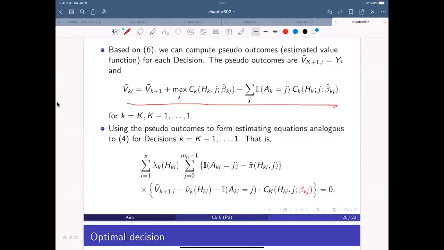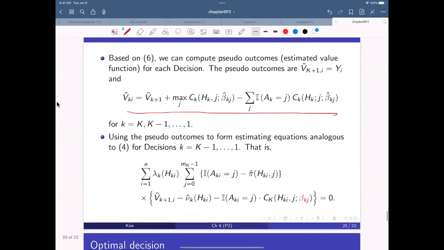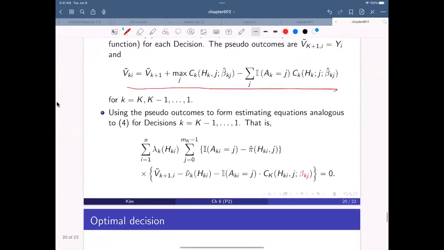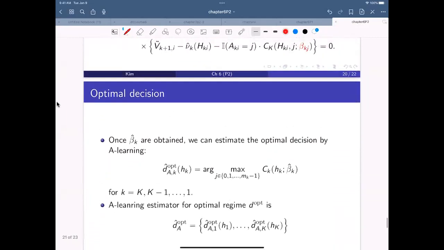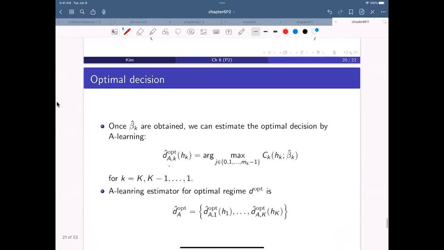Okay. So that is basically the equation for the parameters in the contrast function, and then use that. So once I have the contrast function, then I can obtain this optimal decision, right? And then this is my A learning. So subscript A is used to reflect the A learning. So A learning estimator of the optimal decision.